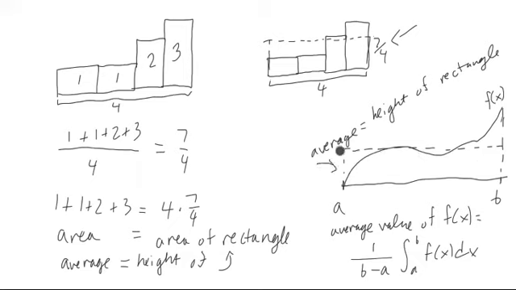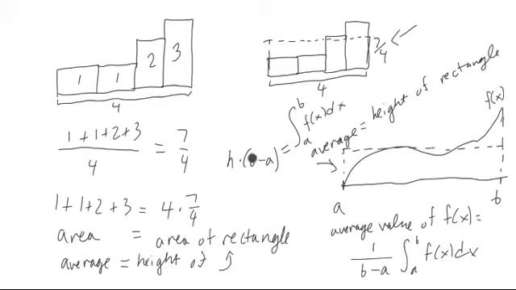Well, let's think about it. A rectangle has area height times base. So height times base, b minus a, that would be the length of the base there. That would be equal to the area, which we can get simply by the integral itself.